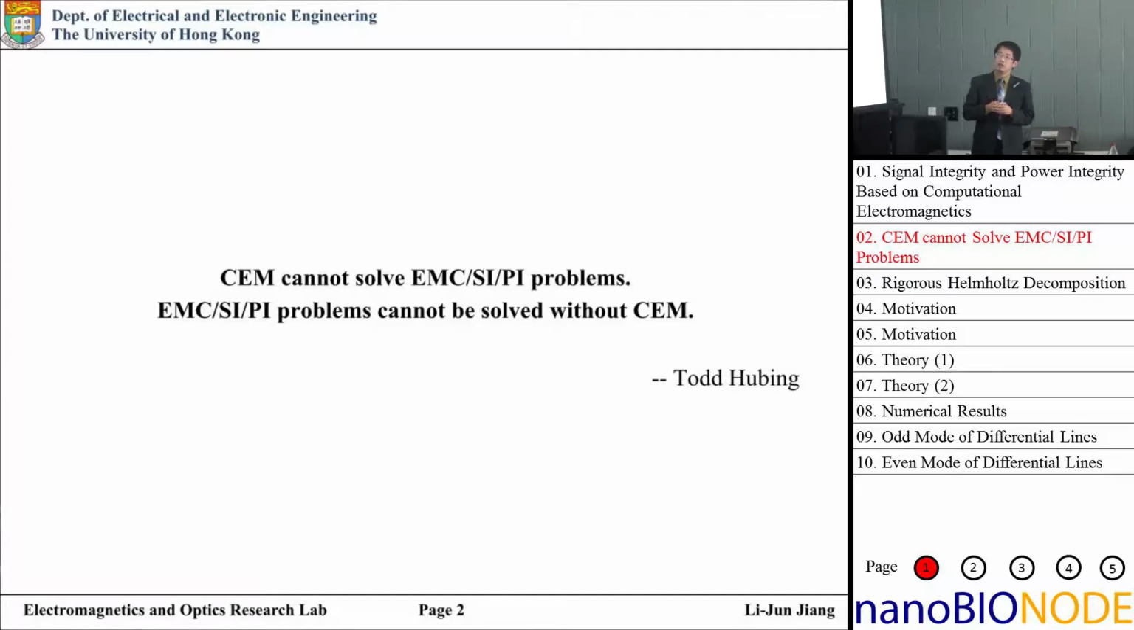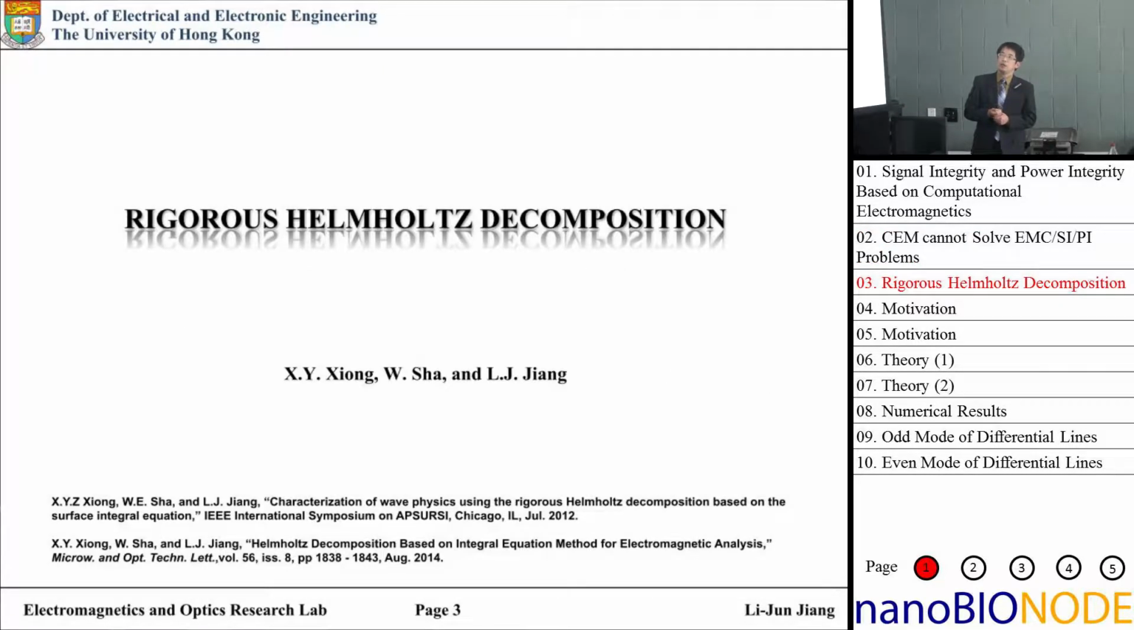Because EMC SIPI problems are very complicated, it's very difficult to have a super artificial intelligence system that can solve everything. But CEM provides the power, the tools to overcome many physical problems, and in terms of capability and capacity, many problems that could not be solved can be solved today. So I will go through a couple of problems we solved. Some are very simple, some are not.